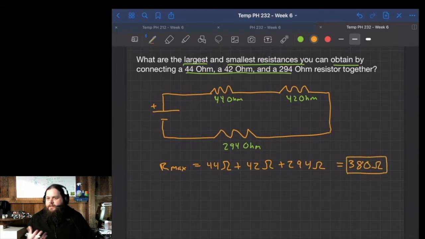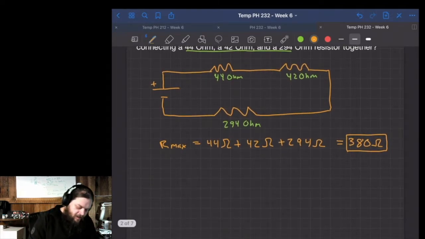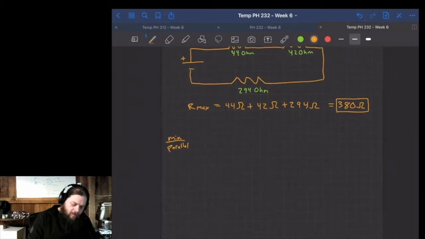And we know it has to be the maximum because if we were to put any of those in parallel, even combinations of series and parallel, anytime we put two of them in parallel, we're going to get a smaller value than both of them. But if we put them in series, we're going to increase the resistance. So that said, to find the minimum, we'd want them in parallel. And they'd all have to be in parallel.